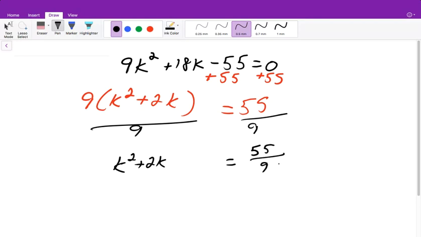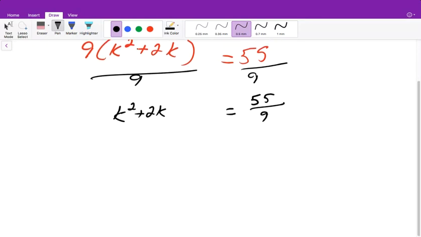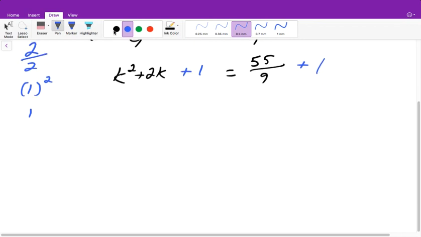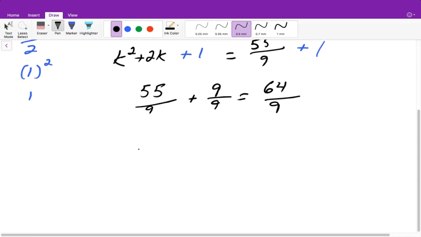Remember, if this is a perfect square, go ahead and leave it like that, please. Then we take our b, we divide it by 2, so it's 1. We square it, it's still 1. We're adding that to both sides. So when we add this 55 over 9 plus 1, we know it's going to be a common denominator, so it's 9 over 9, just like it was for the other problem. So now it's 64 over 9.